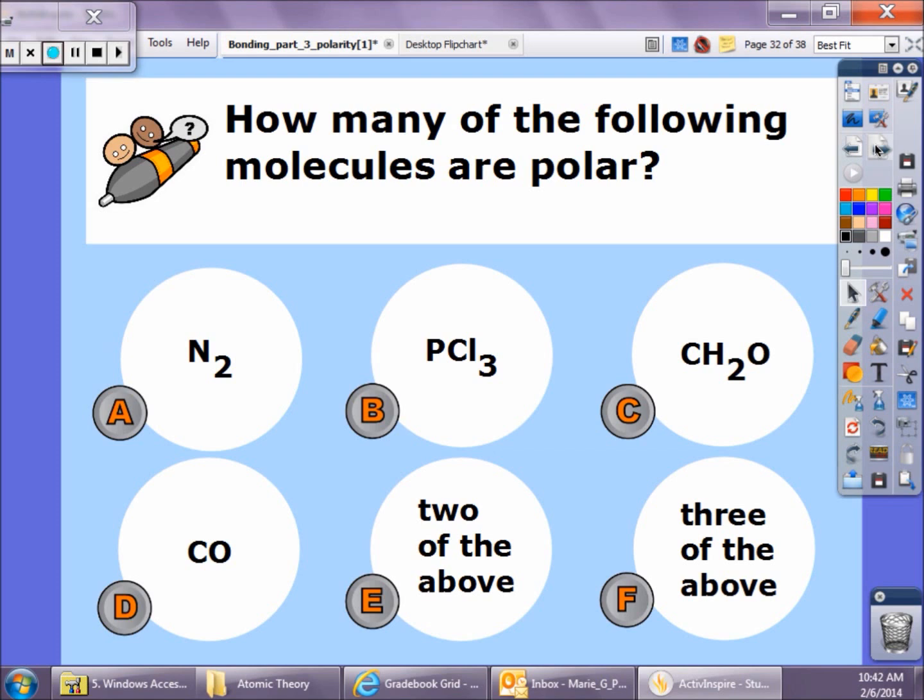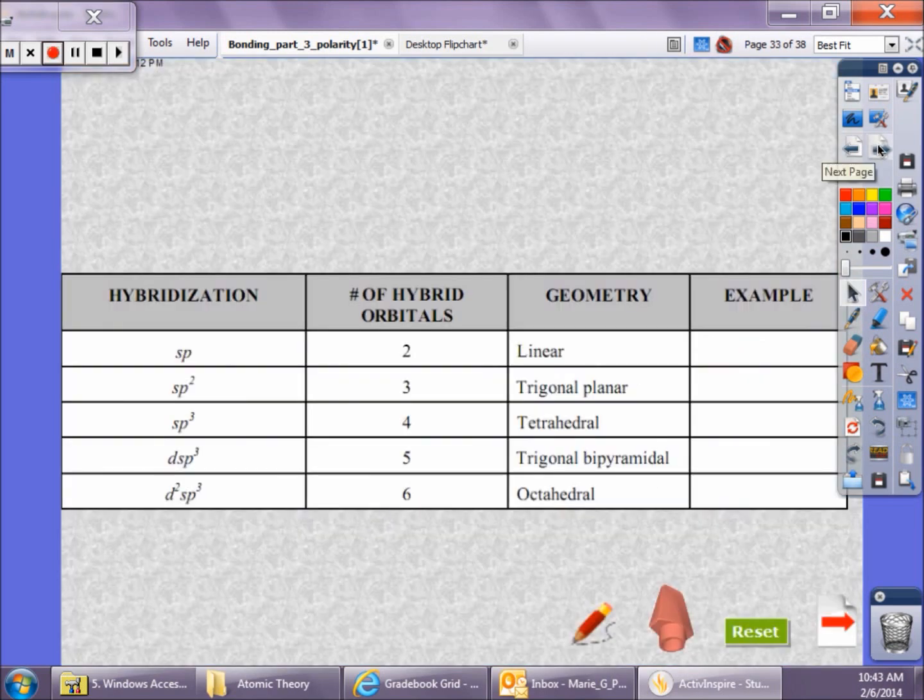To answer this question for PCl3, what would you have to do? You need to draw the Lewis structure. If there is a pair of unshared electrons on phosphorus, if you have dots on P, it would be polar. All right? I will stop here for now.